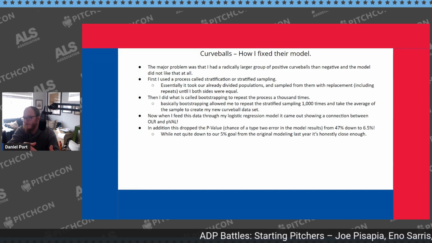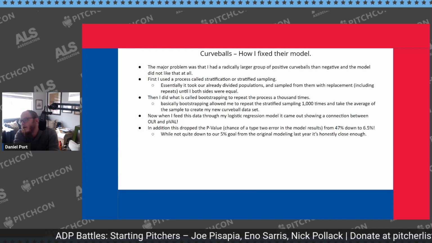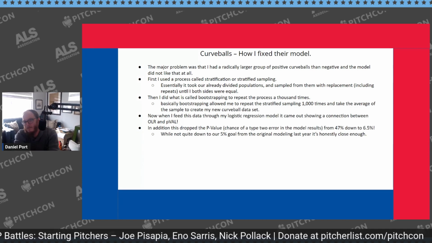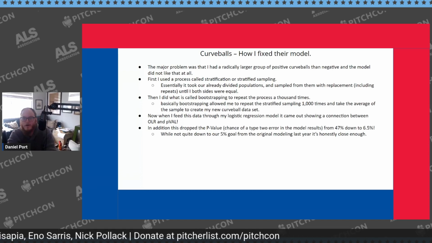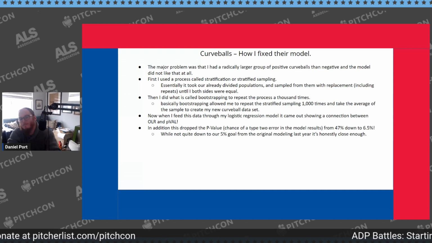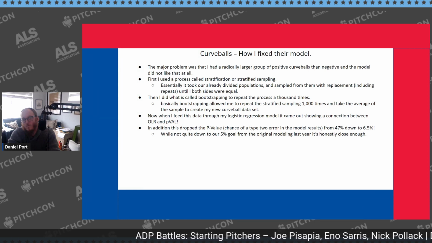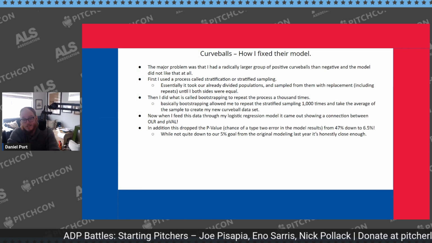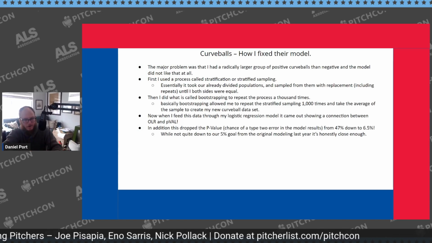And so for the negatives, which are much smaller, you would end up with the same amount of data as the positives, but there would be some repeats in there, which is a good way to make up for that divide. Then I did what's called bootstrapping. I repeated the process about 1,000 times and took the average of the sample, right? So now I suddenly had this huge, new, evenly spread out curveball data set.